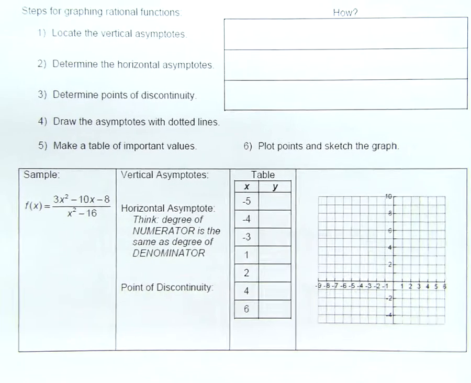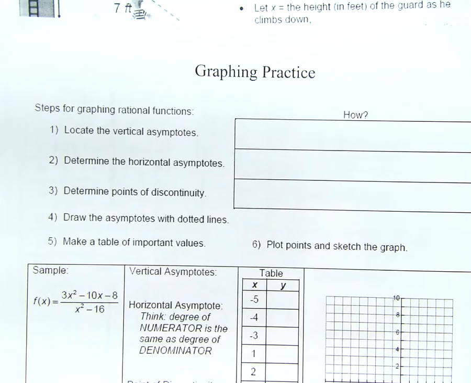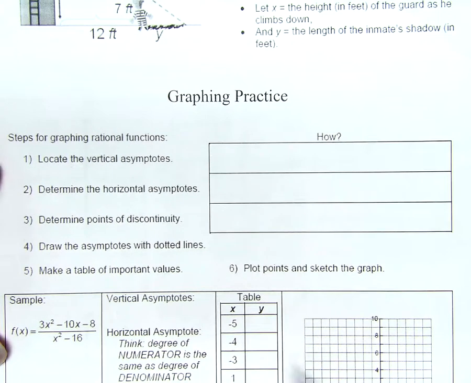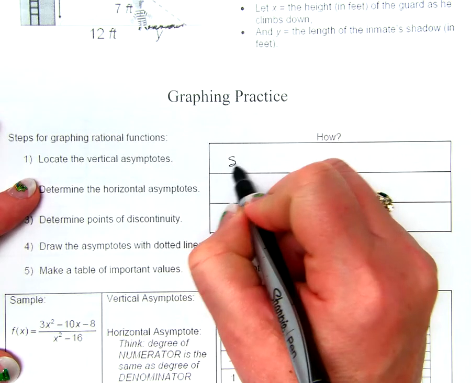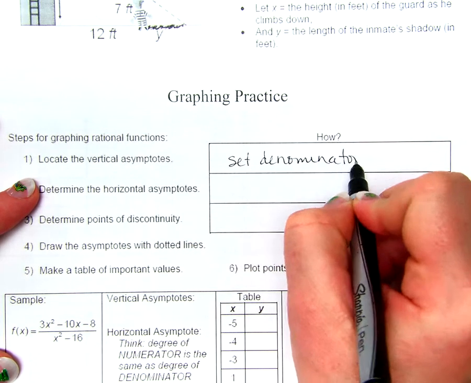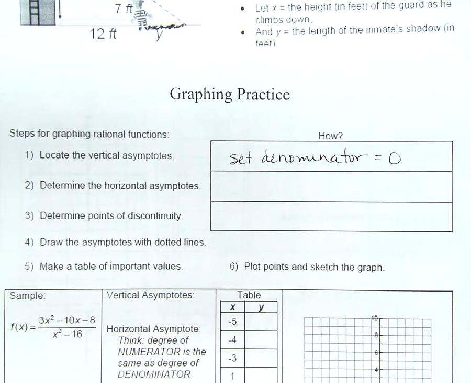The last one I have for you is this worksheet called Graphing Practice. I want to fill in the top notes for you, so you have those, and then I'll let you do the rest of them. It's just some practice on finding asymptotes. So number one, you have to locate the vertical asymptotes. How do we locate vertical asymptotes? Well, we set the denominator equal to 0.